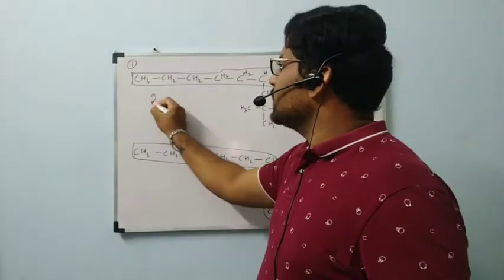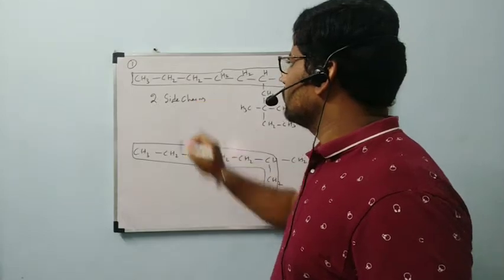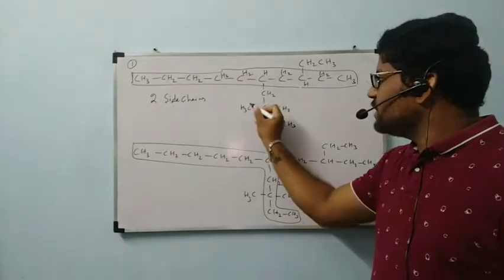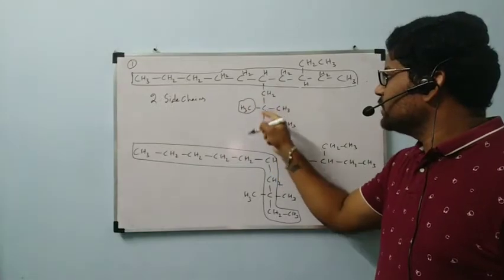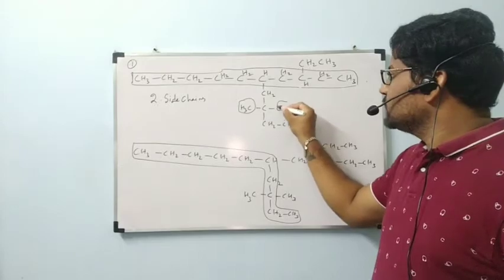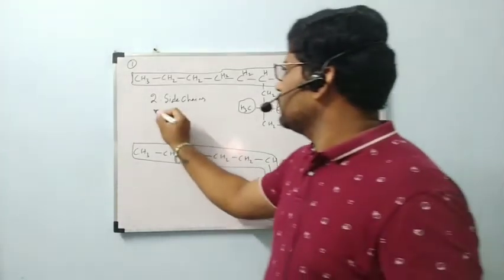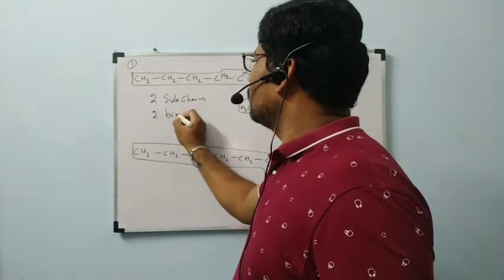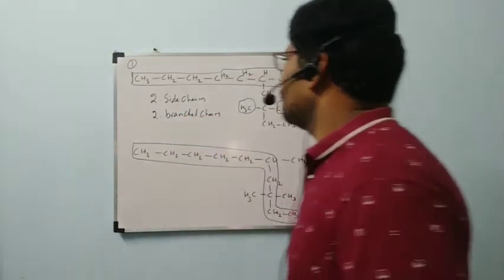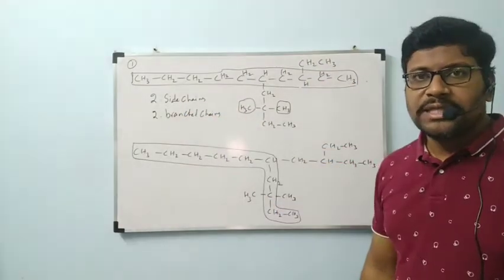This possibility has 2 side chains. The chain which is bonded to a side chain is called a branched chain. This one is also a branched chain. Then 2 branched chains we have. This possibility has 2 side chains, 2 branched chains.